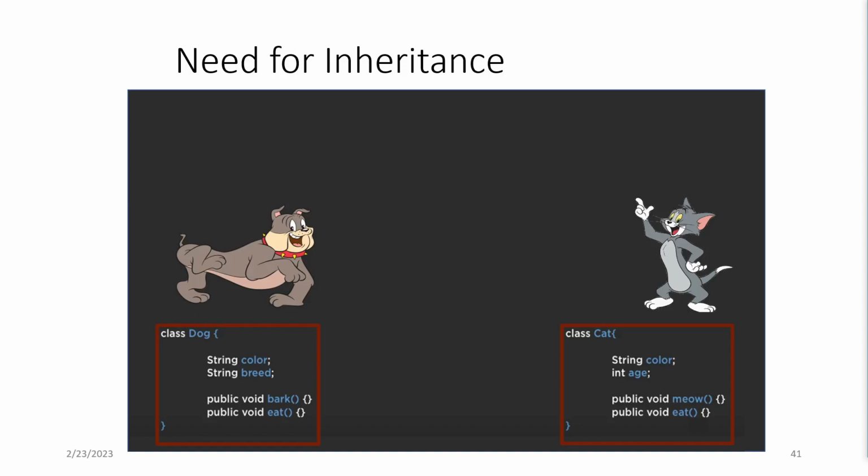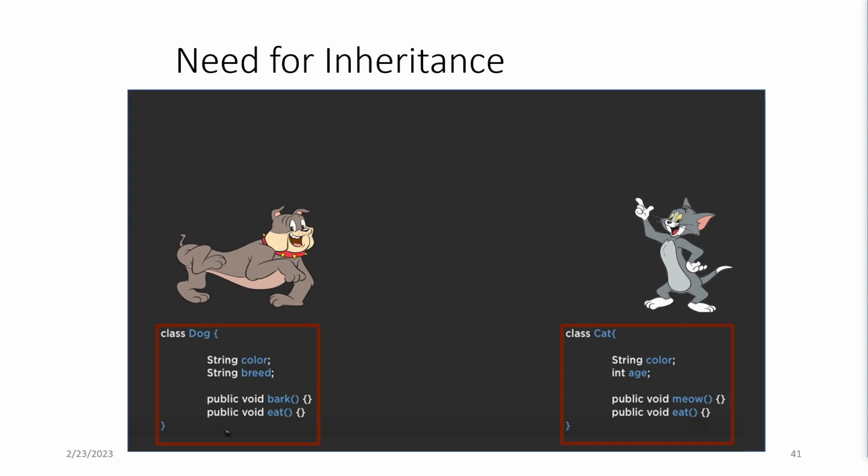Hello everyone. In object-oriented programming, inheritance is a process where one object can get all properties and behaviors of its parent or base object. In such a way, we can reuse, extend, or modify the attributes and behavior which is defined in the base or parent class. So now let me explain the need for inheritance.